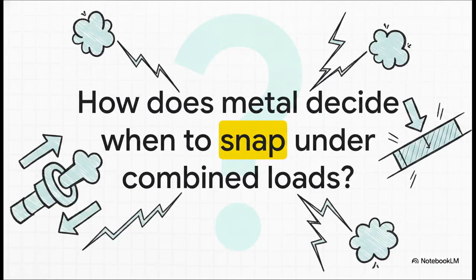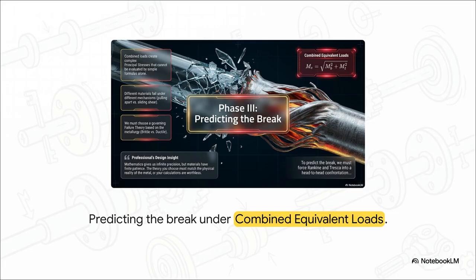Now, you might be wondering, it's easy enough to calculate just a twist or just a bend, right? But real machines, they don't play nice. Bending and torsion attack at the exact same time. So how does the metal actually decide when to snap under this complex combined assault? Which brings us to predicting the break. Look, materials have finite patience.